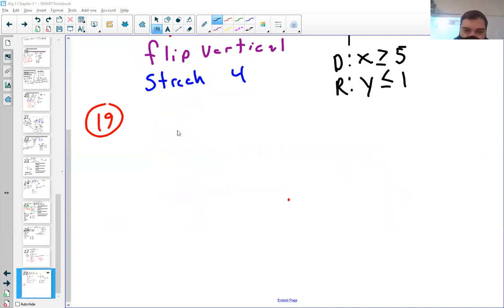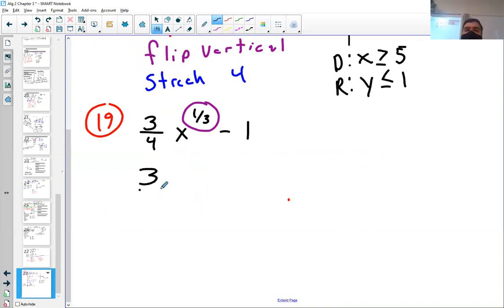Three-fourths cube, but once I saw the fraction... Okay, don't be scared of the fraction. You need to remember this is from the first section of this chapter. What does a fraction exponent mean? Oh, it means the third. It means it's going to be to the 3rd root. So I'm going to rewrite this before you even start. You're going to rewrite this 3/4 to the third x minus 1.